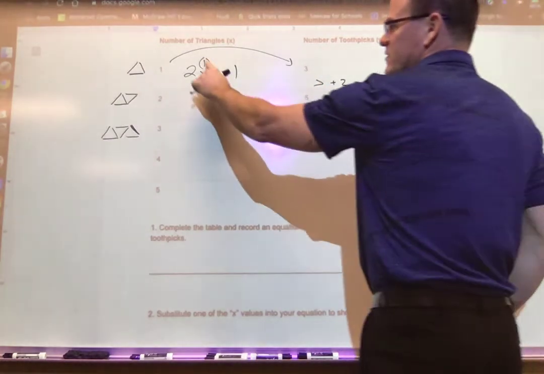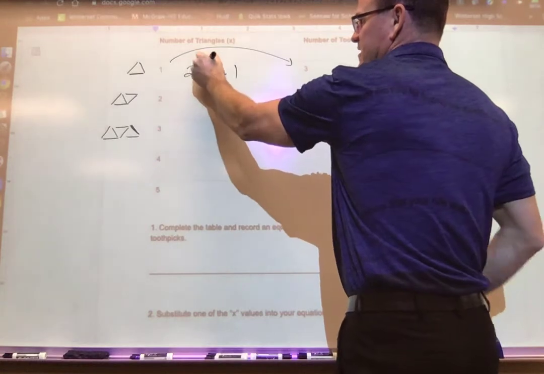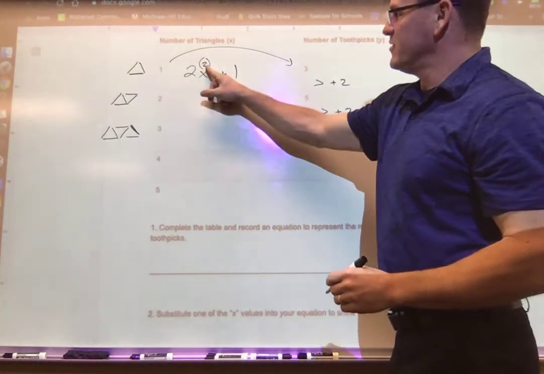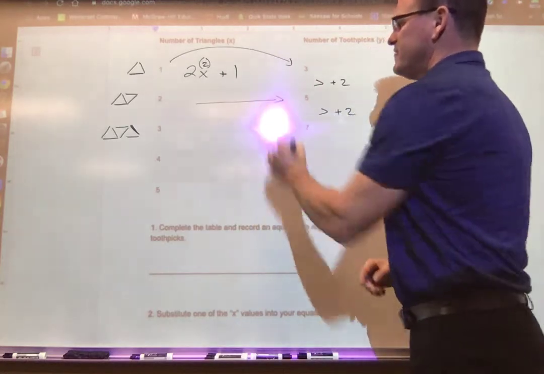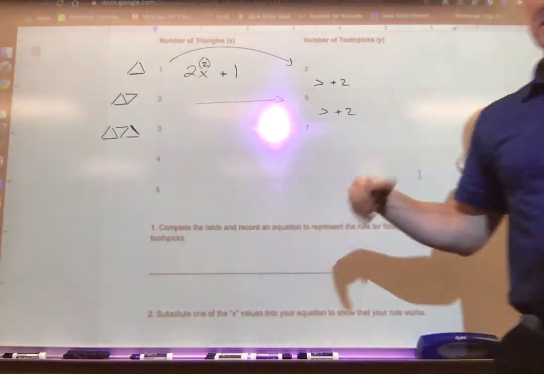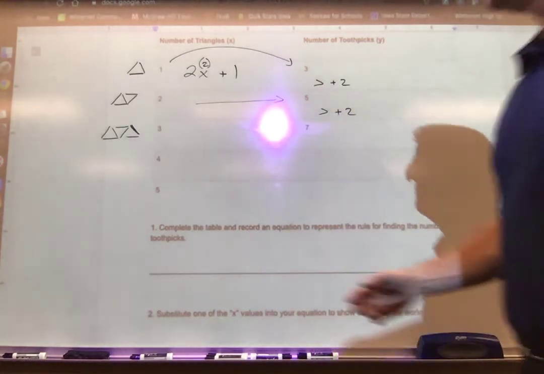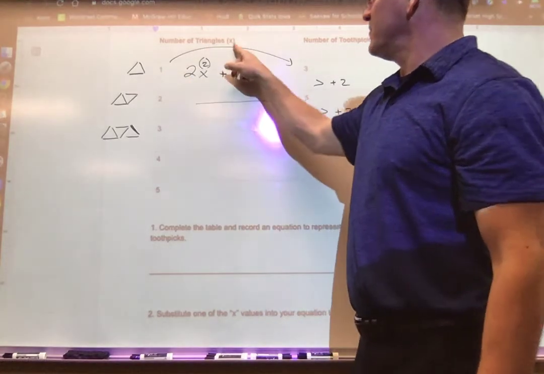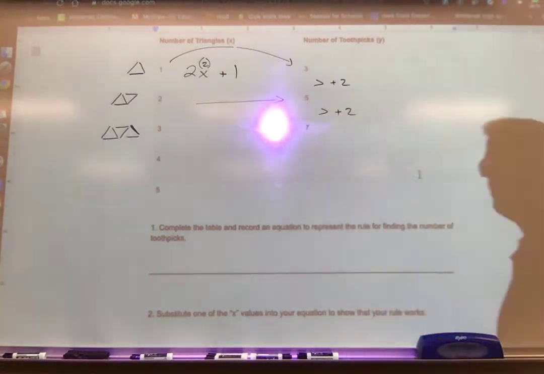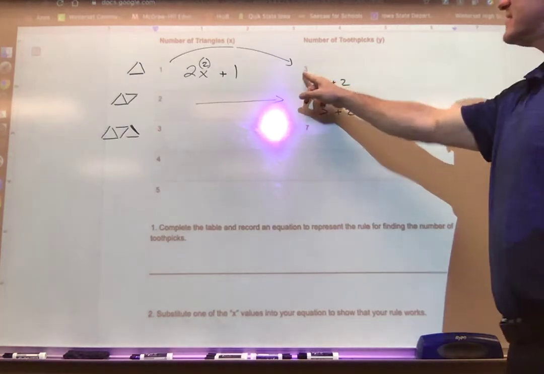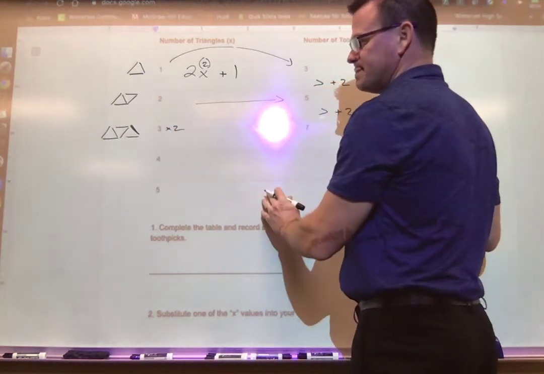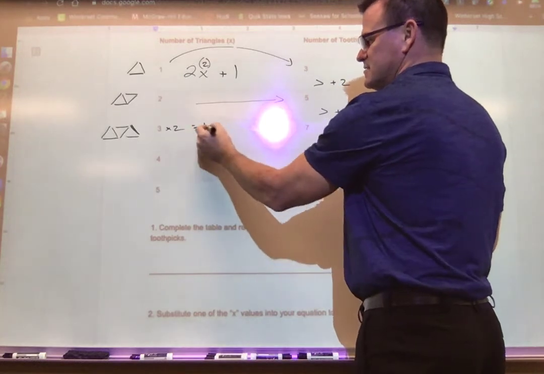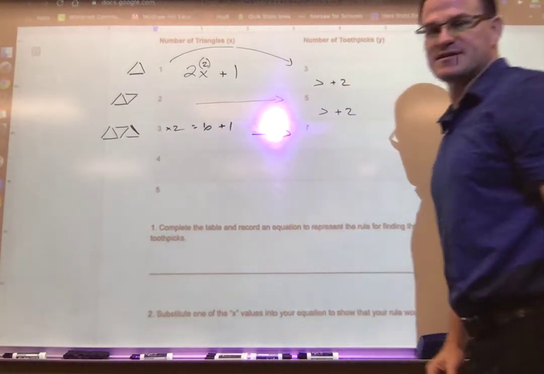So let's see if that would work for the next one. What if I plug in a 2? If I double the 2, 2 times 2 is 4, plus 1 gets me 5. So I'm seeing a pattern that if I double the number of triangles, or double my X, and add 1, I'm always going to get the number of toothpicks. Again, can I double 3? That's 6. And then add 1, it gets me to 7.